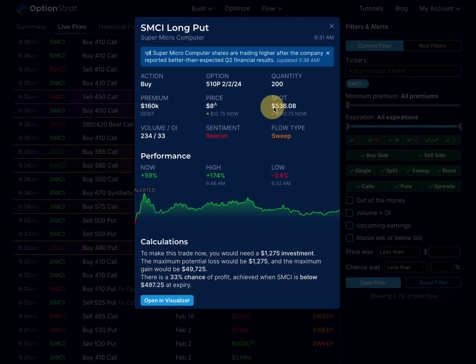At the time they bought this, the stock, the underlying, was trading at $5.36. It's currently trading at $5.12. This trade had a bearish sentiment, and this trade is currently up 59%. And we can also see through this diagram here what happened in this trade throughout the day. So for example, we can see right here, okay, so the alert came out at 6:31, right down here. Within a couple minutes, they were up 131% in this trade.